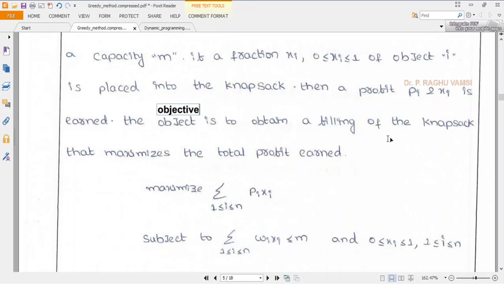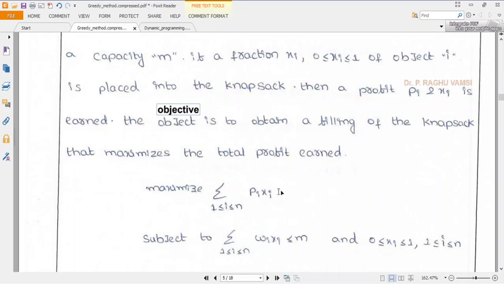So how will this maximum profit be calculated? It depends on the fraction of the item that you place and its corresponding profit value. For example, if item x1 has a profit of 10 and you place half of that item, then you get half the profit. So for however many items you place in the bag, that related profit is earned, and it is calculated as maximize sigma i = 1 to n of pi xi.